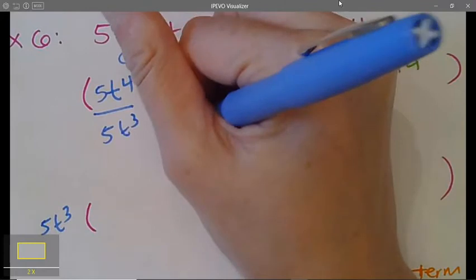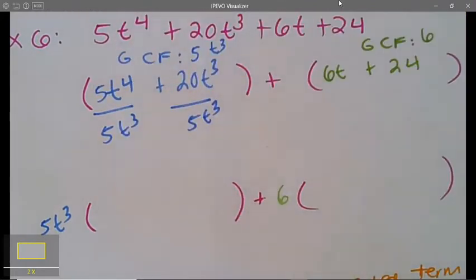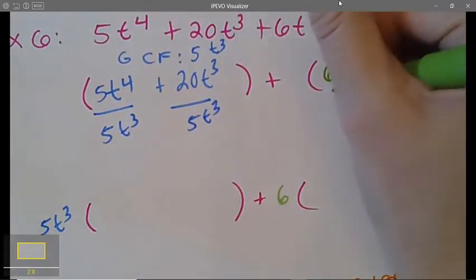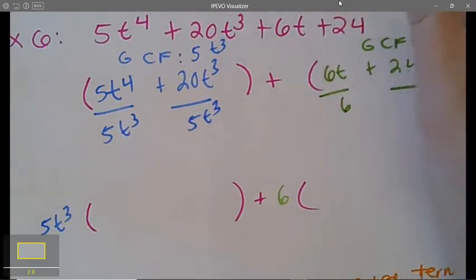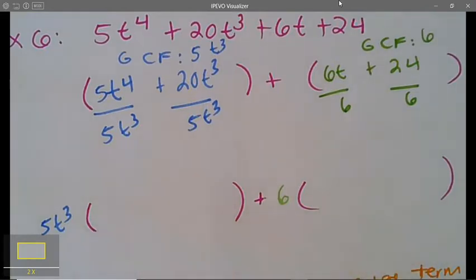So I'm going to divide these first two by their GCF, which is 5t to the 3rd, and I'm going to divide each of these by 6, since the GCF of these two terms was 6. Okay, and then I'm going to write what's left over in here.